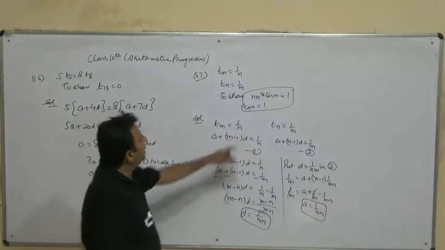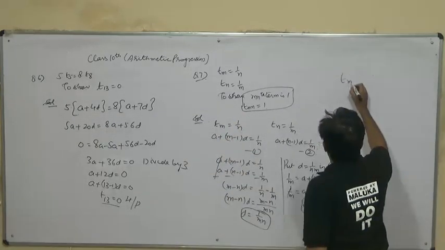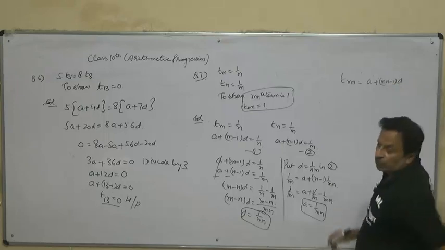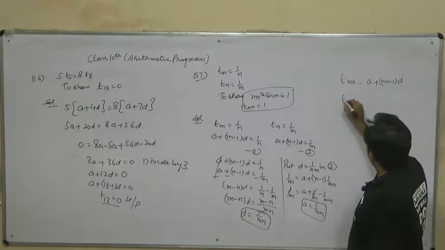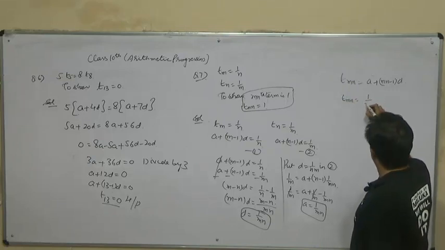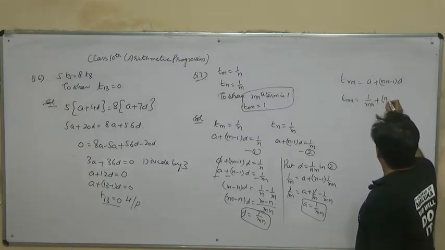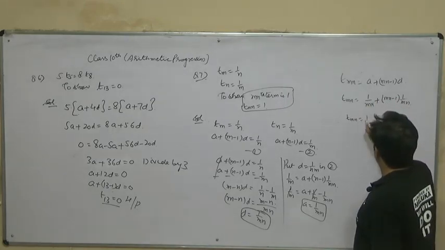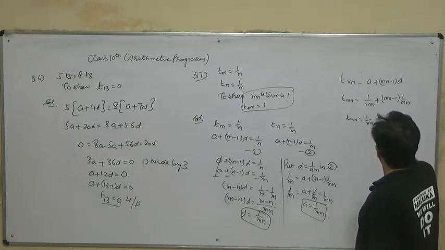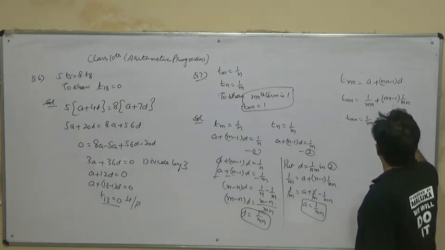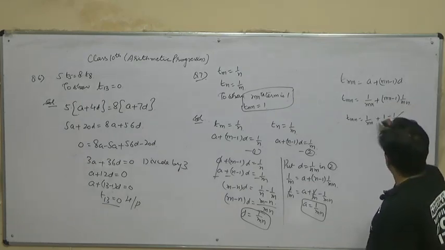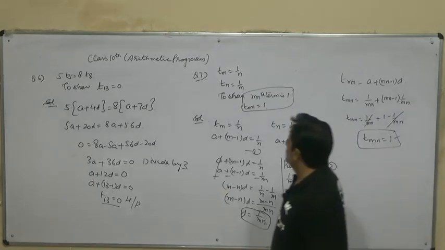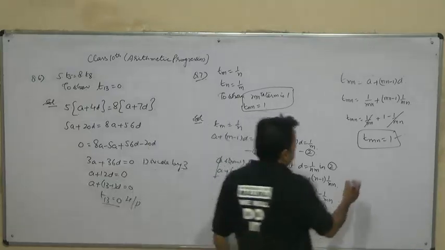Now what do we want to find? Tmn. So Tmn will be equal to a plus mn minus 1 into d. Now substitute the values of a and d here. Tmn is equal to a is 1 upon mn, plus mn minus 1 into 1 upon mn. So Tmn is equal to 1 by mn plus 1 minus 1 by mn. So when we multiply it, this cancels out, Tmn is equal to 1. This comes out to be our final answer which we wanted to show. So hence proved.